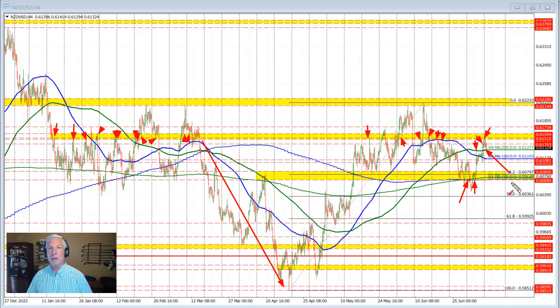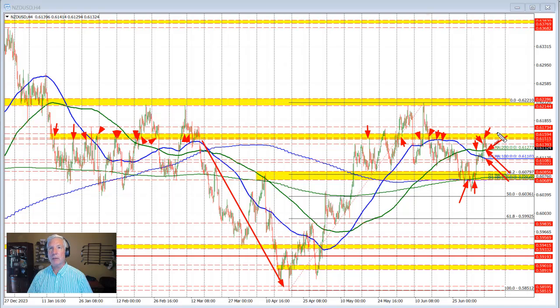If we move below that level and then subsequently the 100-bar moving average right here at 0.611103, then guess what? The buyers and sellers have defined their ranges, one being the 100 and 200-day moving average down here, the other being this swing area up here, with the 100 and 200-bar moving average on the 4-hour chart in between.